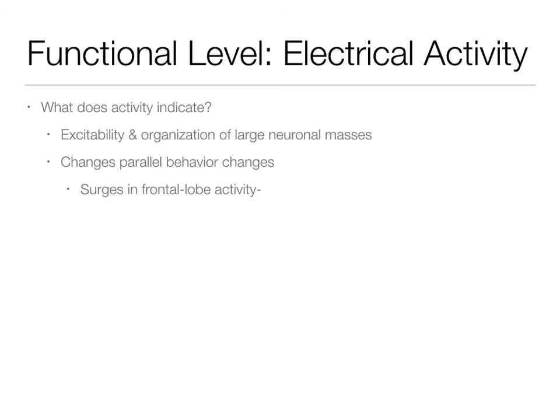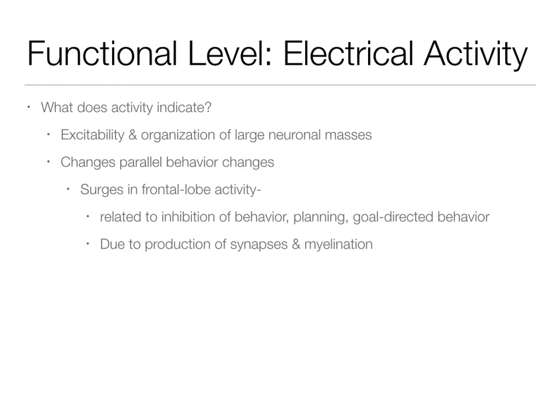Frontal lobe activity, as we've seen, is related to inhibition of behavior, saying, okay, no, I'm not going to do something. I'm not going to do a behavior. Planning, goal-directed behavior. And again, we also know that this is due to a production of synapses and myelination there. And again, we can see this with both EEG and fMRI. And again, EEG is the method we're using to look at ERPs. So those kind of go together. The two E's kind of go together. So you can remember that way.